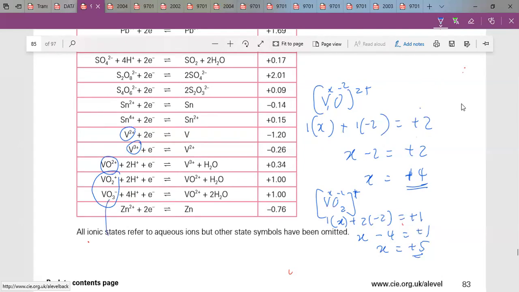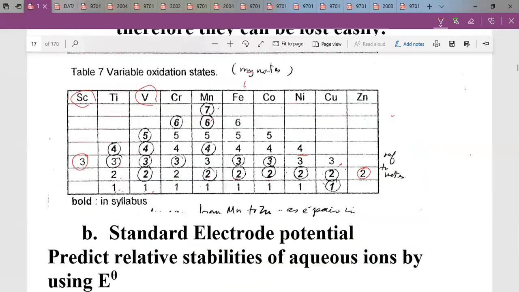This one, of course, VO3 1 minus. I work it out here. So X here: 1 times X plus the minus 2 for oxygen, plus 3 times minus 2, gives you minus 1. So it's X plus minus 6 gives you minus 1. So X equals plus 5. So these two complex ions here, you can see later, are actually plus 5. So vanadium has 1, 2, 3, 4, 5. But of course, 2, 3, 4, and 5 are quite common. That's why you can see here, vanadium 2, 3, 4.